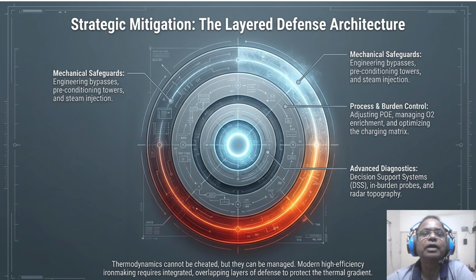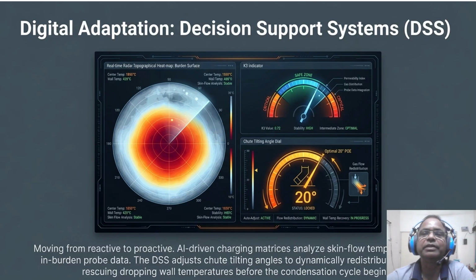So let's focus on the first layer, that is digital decision support. So coming to the digital adaptation part, as you can see, this slide talks about this dashboard, your early morning. The K3 indicator monitors the permeability in real time. If your wall temperature drops, the DSS automatically adjusts chute tilting angle to redistribute the flow. So these proactive digital shifts rescue the thermal gradient before the condensation cycle even starts.